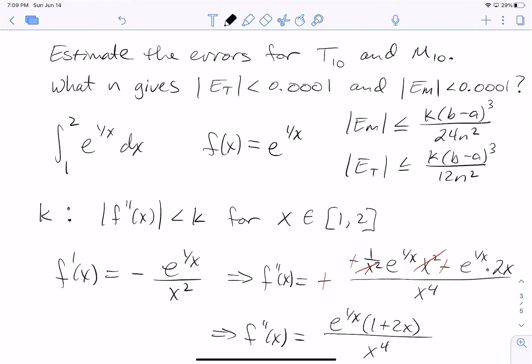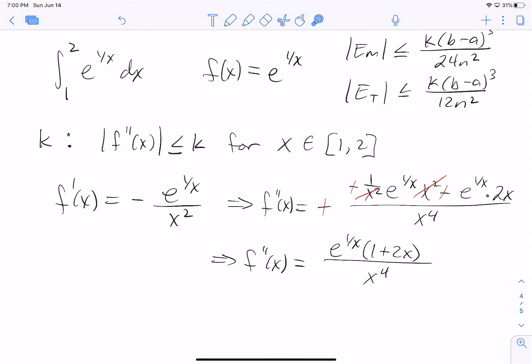I did a bunch of work that I'll talk about in a minute, but I just realized I made an error when I wrote something down a minute ago. K is a number where the second derivative of f in absolute value is less than or equal to K. f prime is going to use the chain rule, so we've got the negative of e to the 1 over x over x squared, because the derivative of 1 over x is negative 1 over x squared.